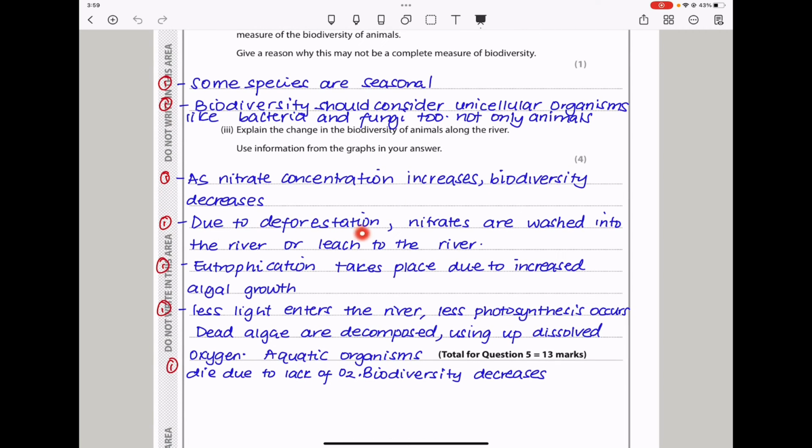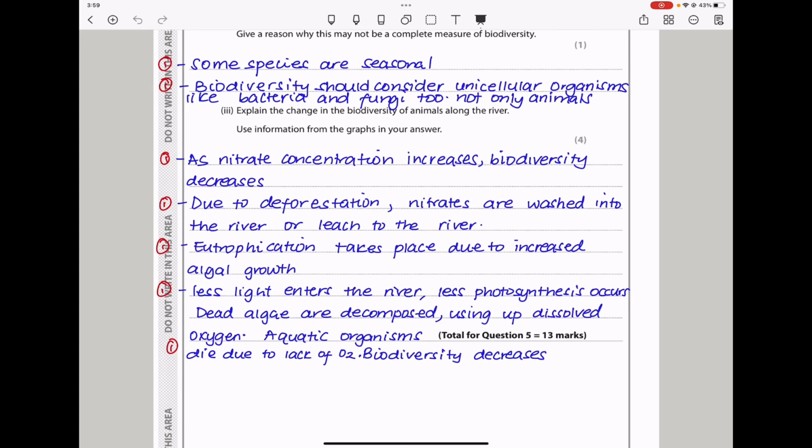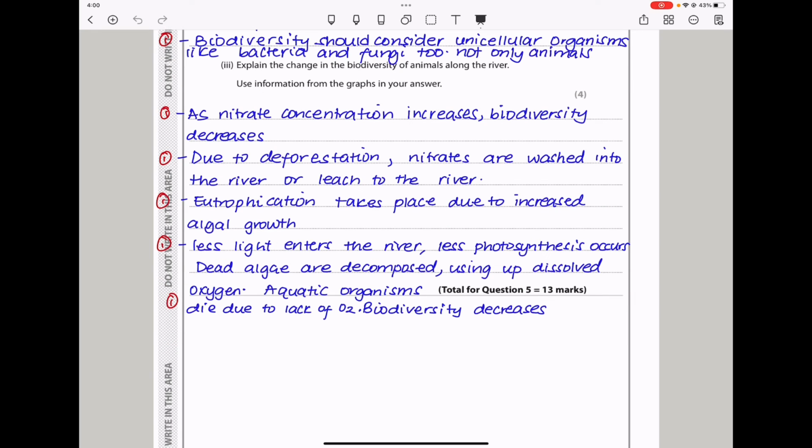Due to deforestation, nitrates are washed into the river or leached to the river. So eutrophication takes place due to the increased algal growth. Remember, these nitrates are going to be like boosters for algal growth. So there'll be less light entering the river, there'll be less photosynthesis that occurs, and the dead algae are going to be decomposed by the microorganisms. This process uses up dissolved oxygen, so the aquatic animals will die due to lack of oxygen, and the biodiversity is going to decrease. So this brings us to the end of question 5.